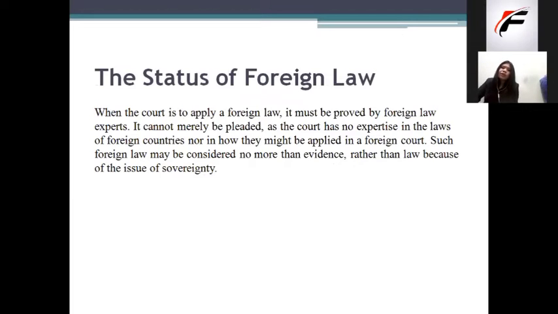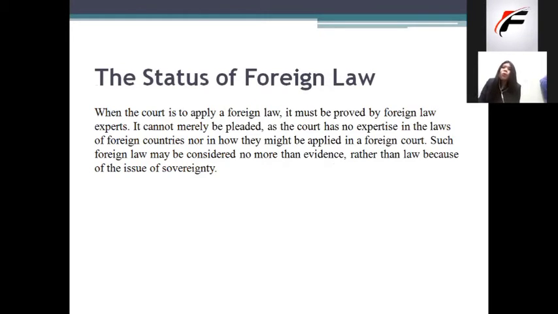So next is the status of the foreign law. When the court is to apply a foreign law, it must be proved by a foreign law expert. It cannot merely be pleaded, as the court has no expertise in the law of a foreign country nor in how they might be applied in a foreign court. Such foreign law may be considered no more than evidence rather than the law because of the issue of sovereignty.